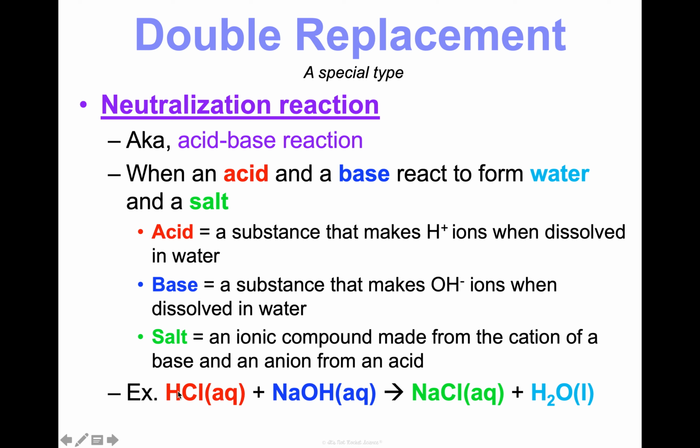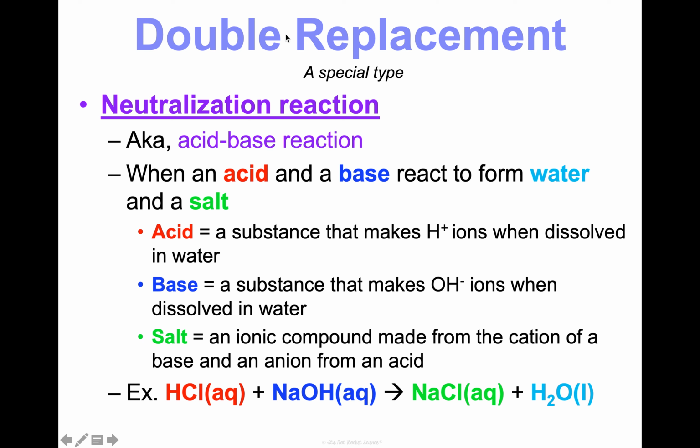So for example, hydrochloric acid is an acid because if this was dissolved in water, those hydrogen ions are going to break up from the chloride ions. So that's going to make hydrogen ions. NaOH, sodium hydroxide, is a base because, again, when this dissociates in water, it's going to be sodium and hydroxide ions. They'll make sodium chloride, which is a salt. The sodium came from sodium hydroxide, the chlorine came from hydrochloric acid, and they'll make water. So that's where those four components come from.